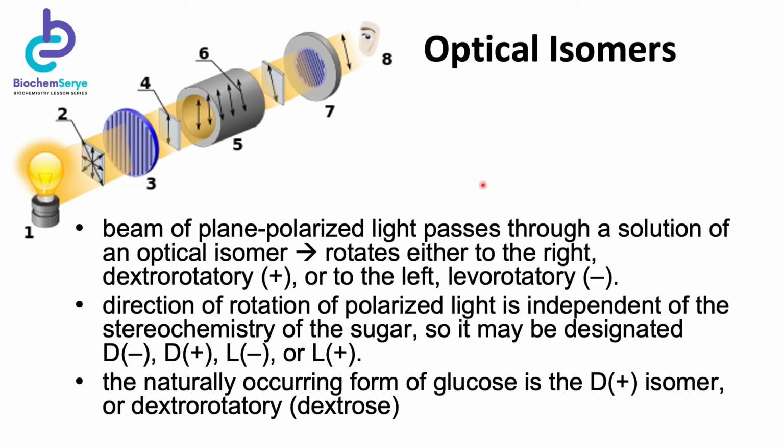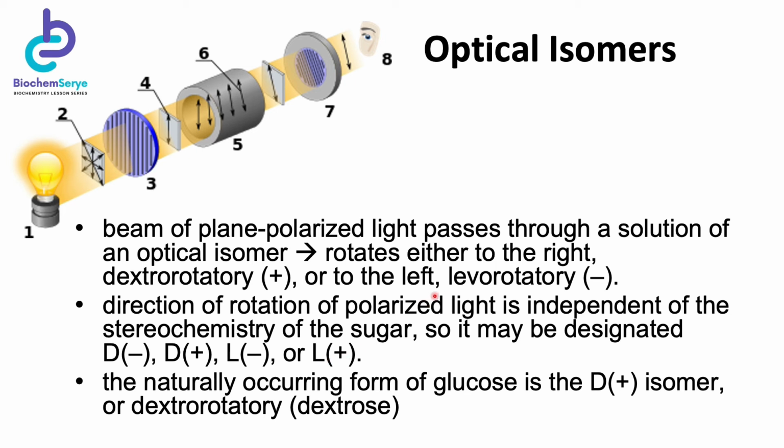The presence of asymmetric carbon atoms also confers optical activity on the compound, like your monosaccharides. When a beam of plane polarized light is passed through a solution of an optical isomer, it either rotates it to the left or to the right. To the right, which is dextrorotatory, or to the left, levorotatory. The direction of rotation of polarized light is independent of the stereochemistry of the sugar, so it may be designated as D-, D+, L-, or L+.